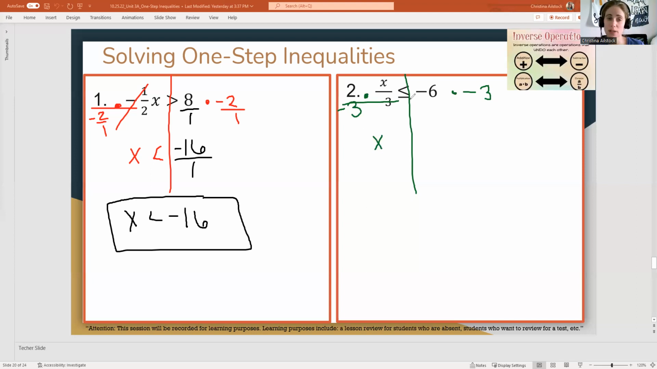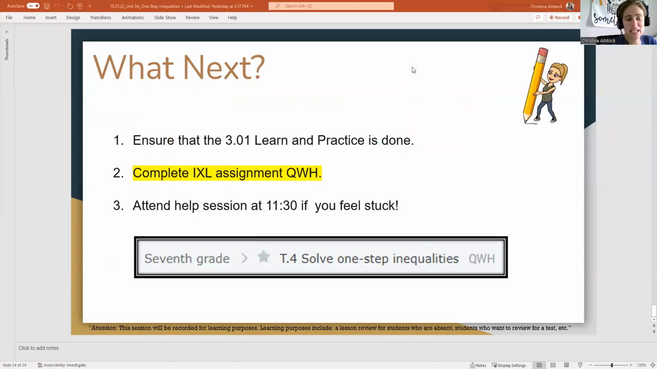Now we have our inequality sign here. Do we need to flip it? Yes, we do, because we multiplied by a negative number. We multiplied by a negative 3. So our inequality sign is going to flip around and become a greater than or equal to symbol. And then negative 6 times negative 3 would be a positive 18. And we are done. All right, that was the end of the examples.